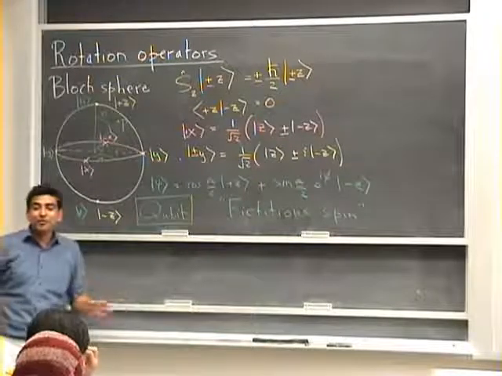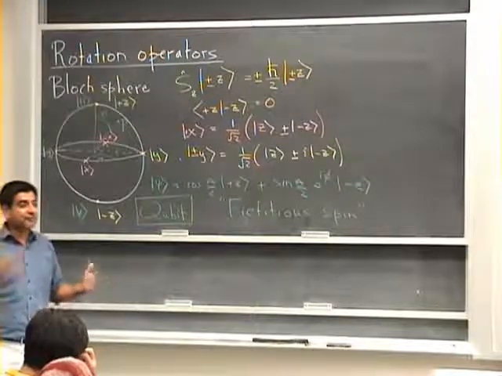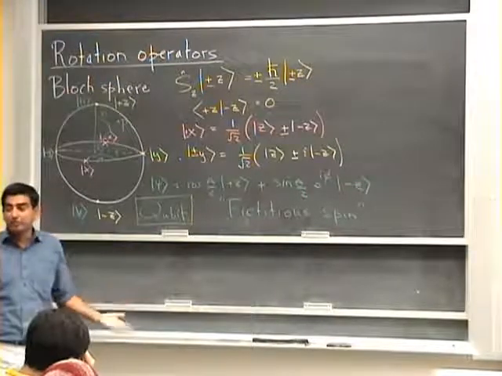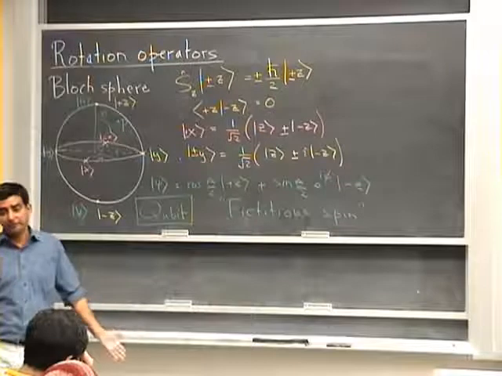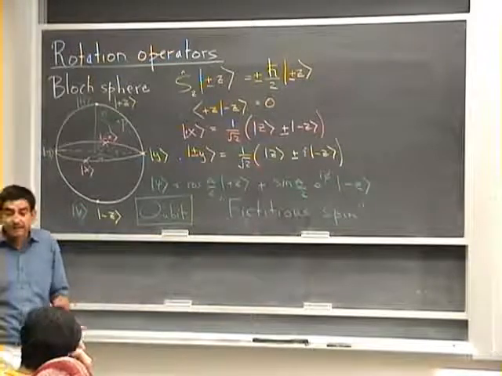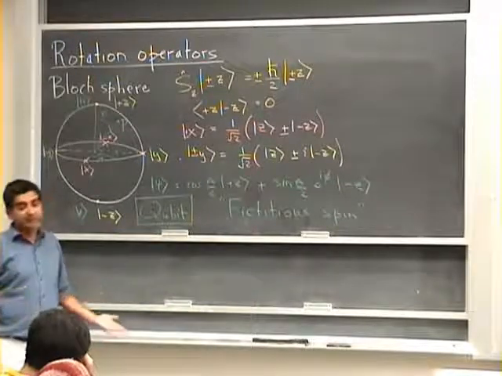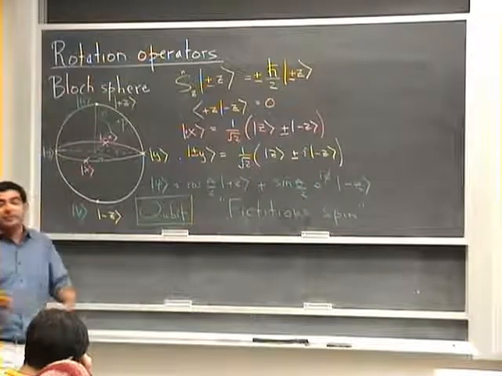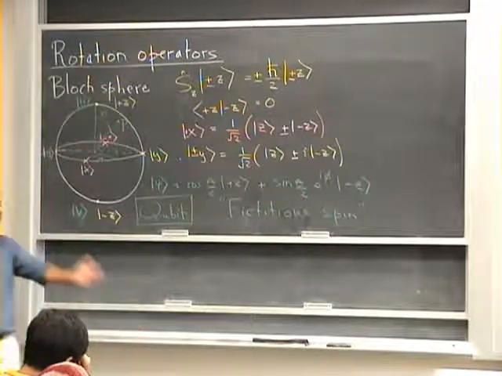Okay? Boolean logic is also two-level logic. You can have 0 and 1. But there's nothing quantum about it. You can't have a superposition of 0 and 1. But quantum mechanics admits or allows or enables these superpositions. And this is where the real power of quantum information processing lies.